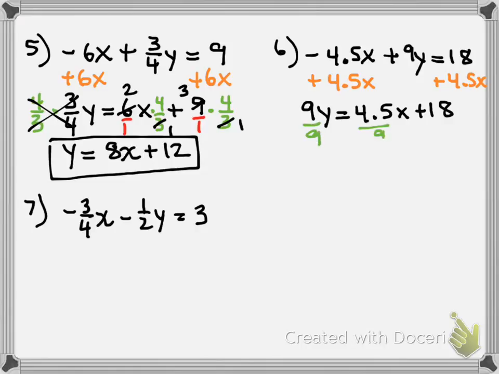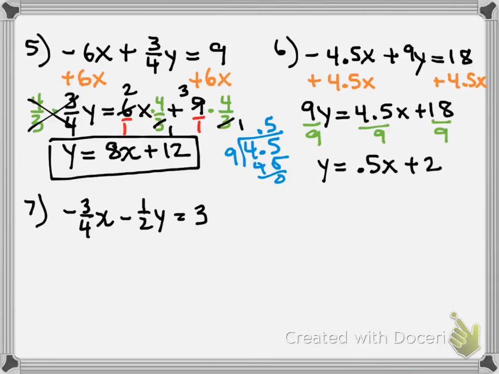And that means everything. So the only place I run into a little bit of trouble is that 4.5 being divided by 9. So off to the side, I just take care of that. Bring the decimal up, and then divide. 9 goes into 45 5 times evenly. So I get 9y divided by 9 is y. 4.5 divided by 9 is 0.5x. And then 18 divided by 9 is 2.